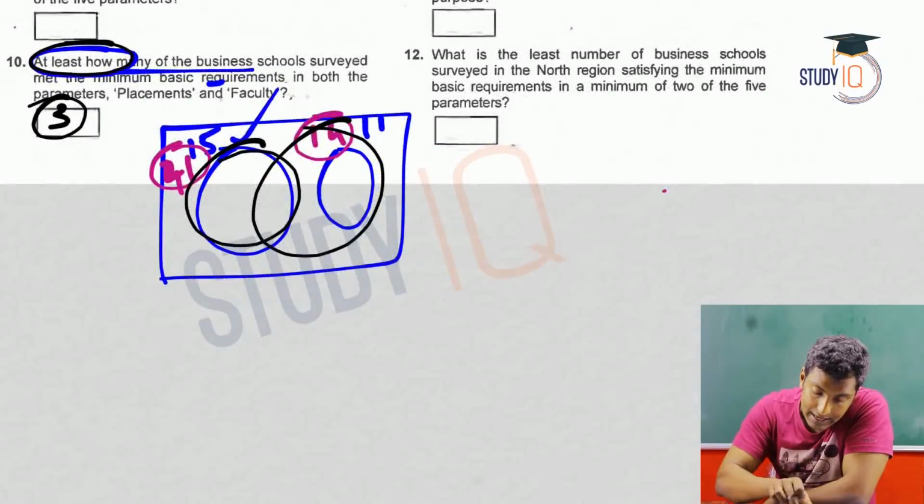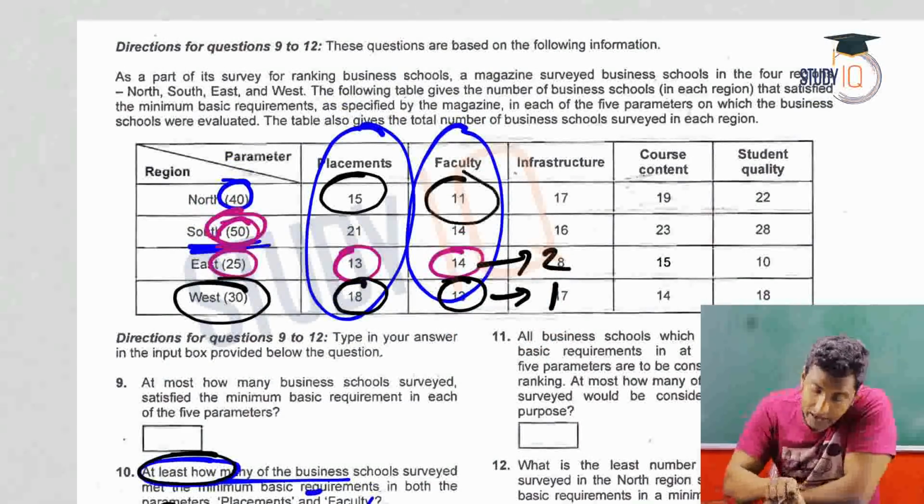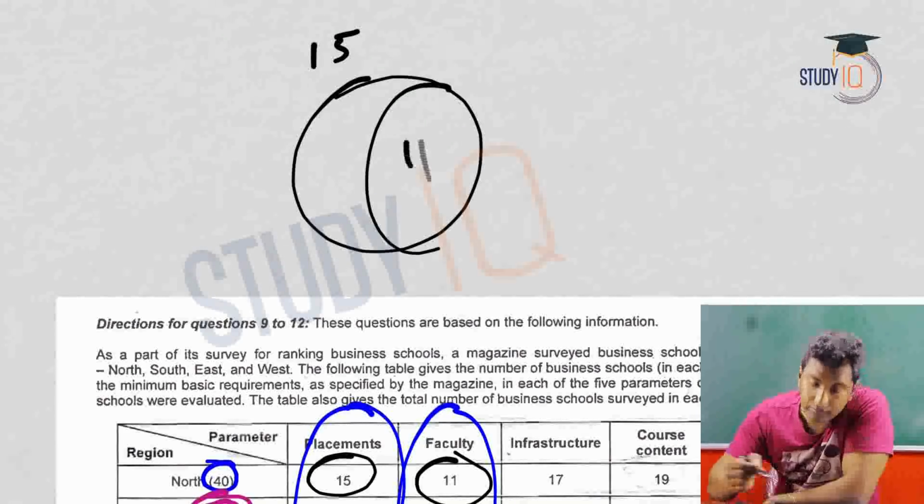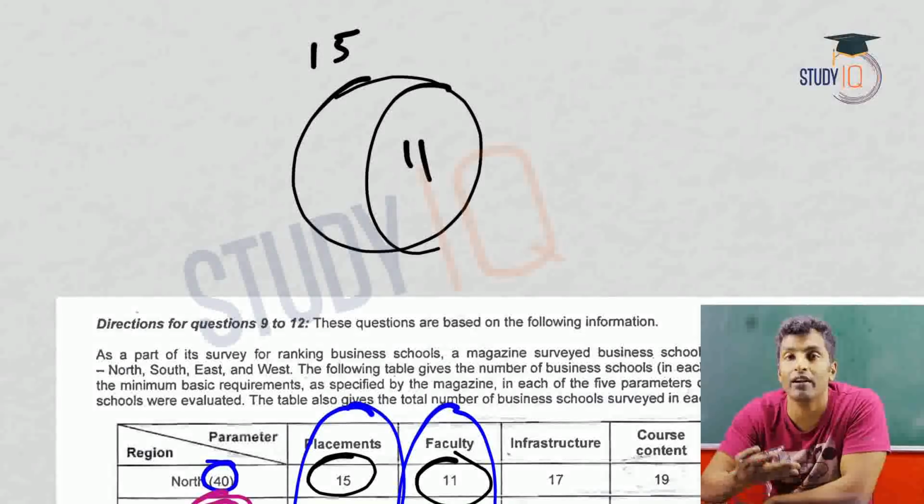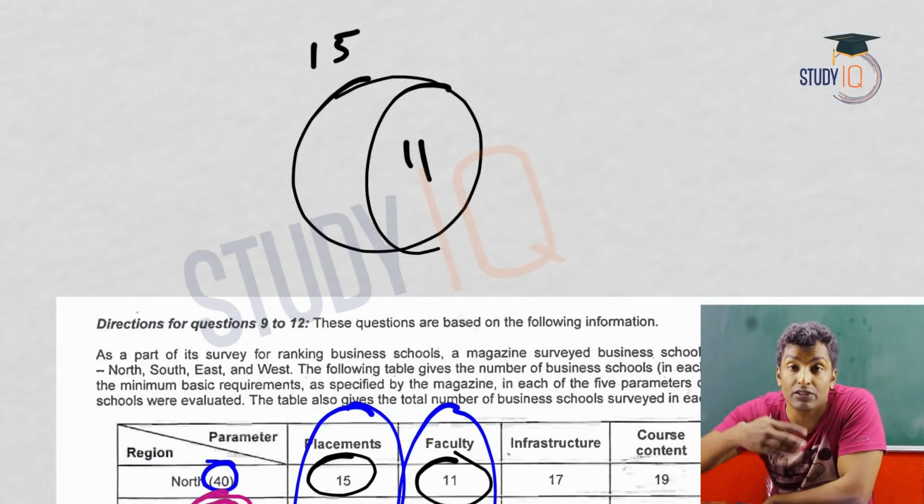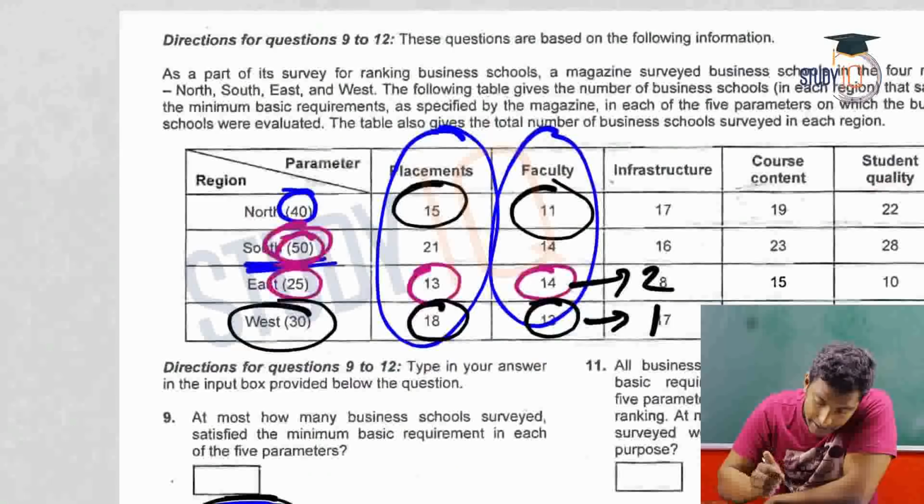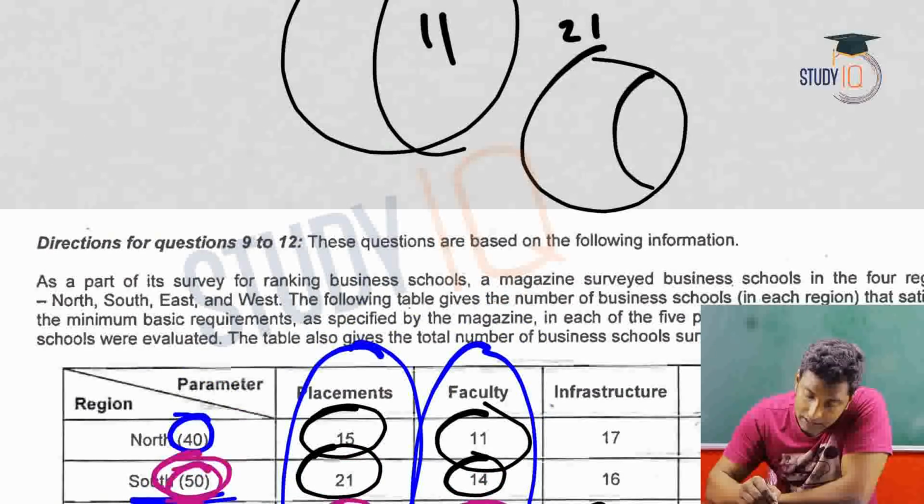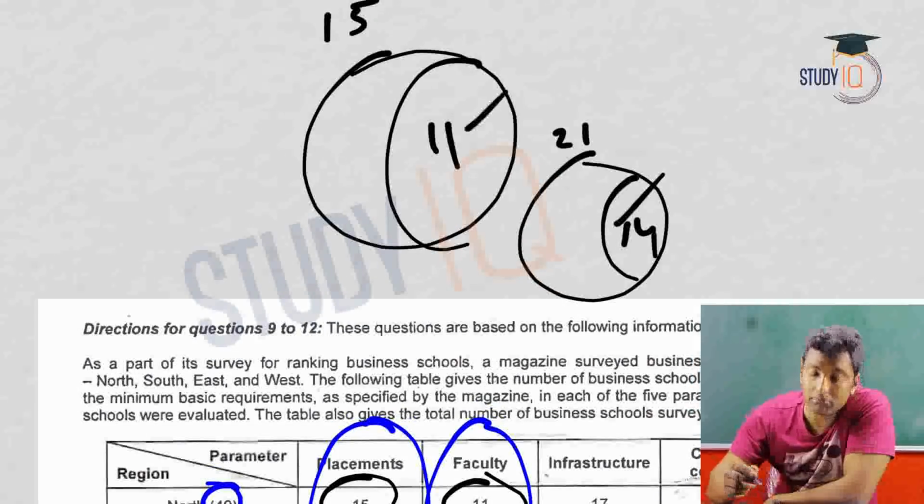How will you maximize? In case of this 15 and 11, we will draw in such a way that this 15 and the 11 will come here. We'll maximize like that. And we will say 11 of them satisfy both. And that's what we have done in the first question, right? And in this case, 21 and 14 will draw like this. This is 21, this is 14. And we'll say 14 of them satisfy.